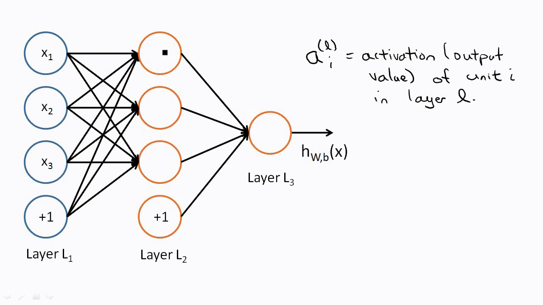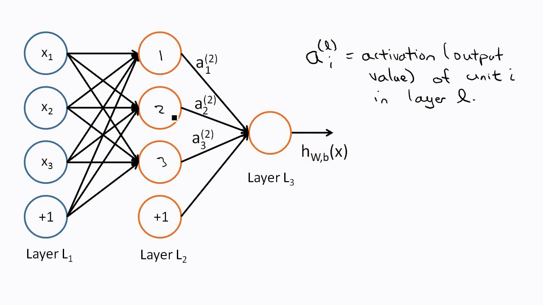And so if I call these hidden unit 1, hidden unit 2, hidden unit 3, then the output of hidden unit 1 in the neural network is going to be called a superscript 2 subscript 1, right? Because a superscript 2 subscript 1 is the activation, or really the output, of the first unit in layer 2, which is the hidden layer. And similarly, a superscript 2 subscript 2 is the activation, meaning the output value, of this second hidden unit in the hidden layer of my neural network.